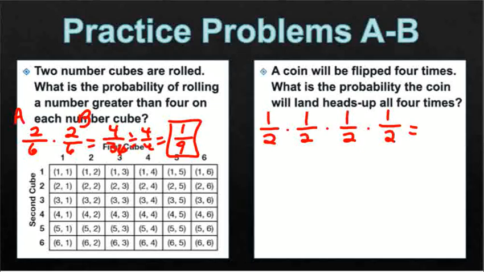If I multiply all those across, I get 1 out of 2 times 2 is 4, times 2 is 8, times 2 is 16. So I would have 1 out of 16 chances of all of them landing on heads.